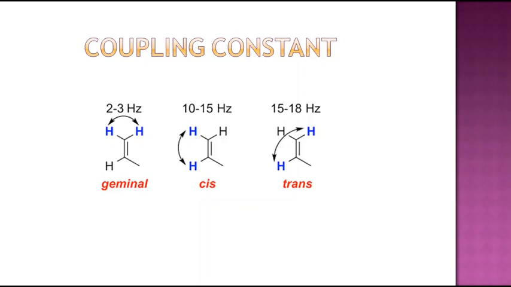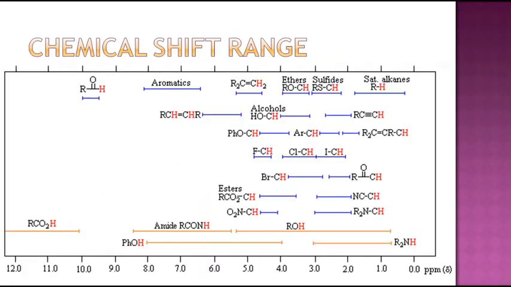This usually we get as a question in a PG NMR. How would you differentiate between cis trans isomerism? And the answer is using coupling constant value.